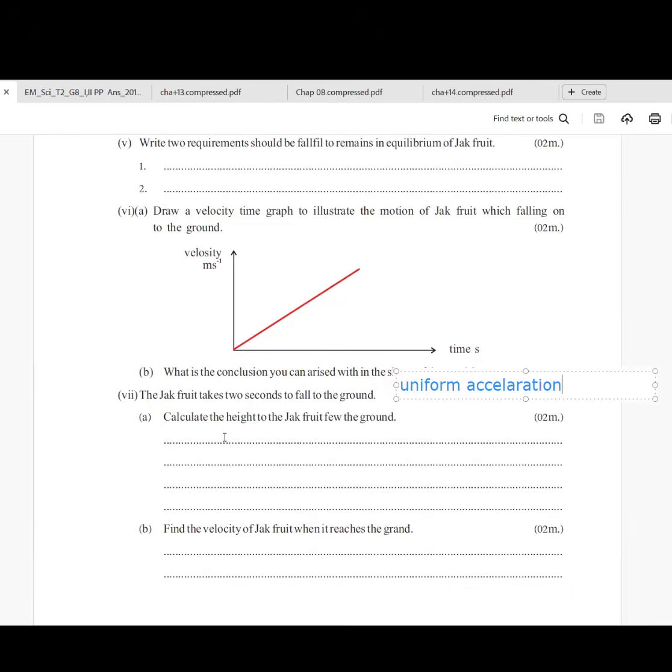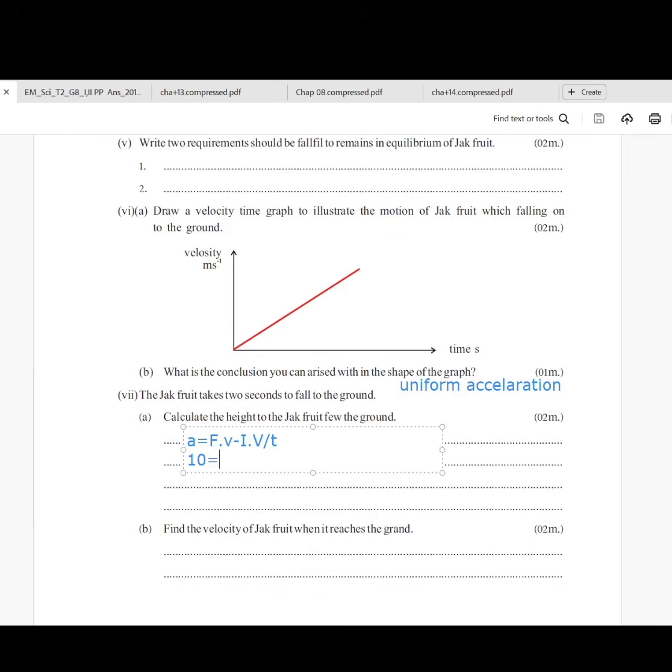Calculate the height to the jackfruit from the ground. To find it, you should use two equations. One is the acceleration equation: final velocity subtract initial velocity divide time. Acceleration is 10. It's equal to the final velocity.